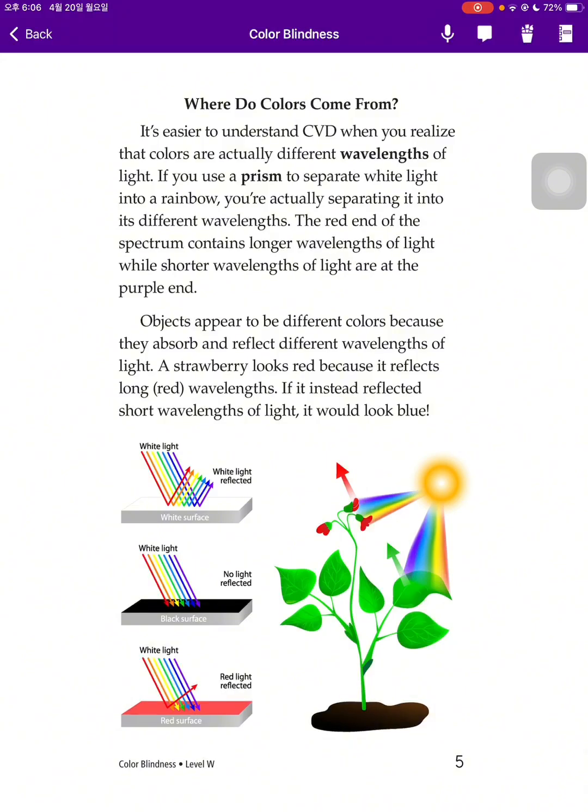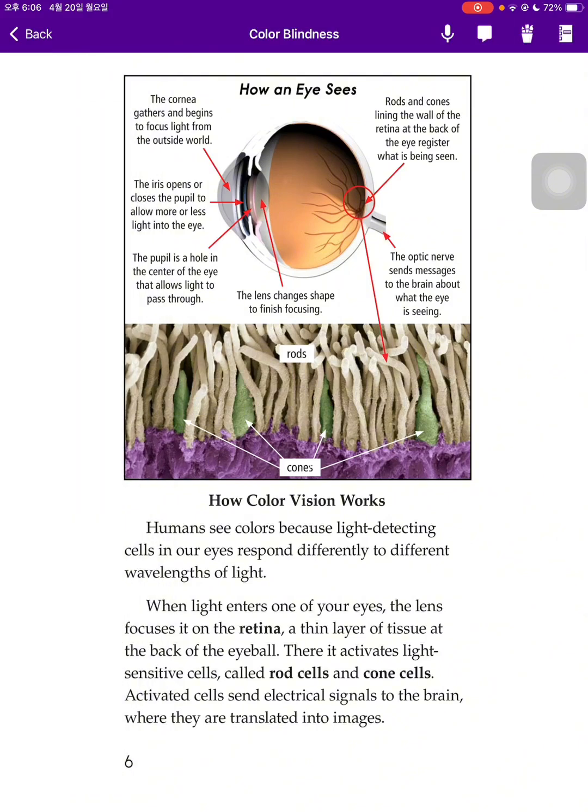A strawberry looks red because it reflects long red wavelengths. If it instead reflected short wavelengths of light, it would look blue.